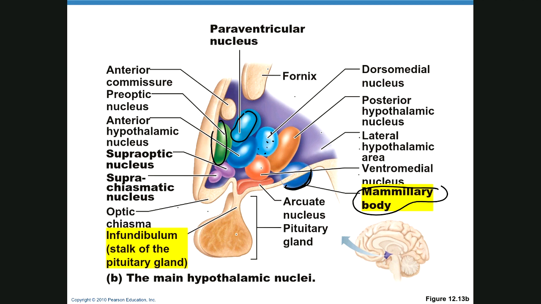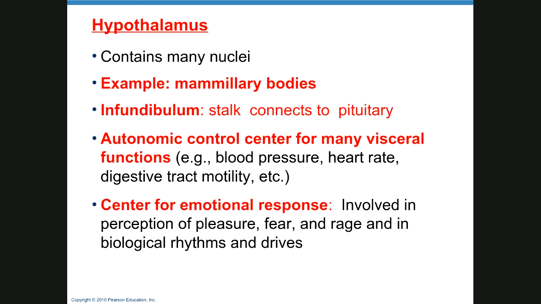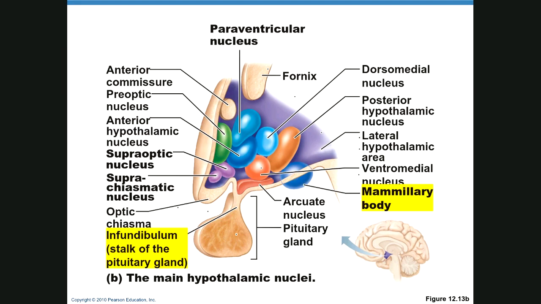You do need to know other functions of the hypothalamus. The hypothalamus is in direct connection to the pituitary. As you can see here, this little stalk right there, called the infundibulum, directly connects the hypothalamus to the pituitary gland below. The pituitary gland in turn secretes hormones, and so the hypothalamus will influence the hormones secreted by the pituitary.